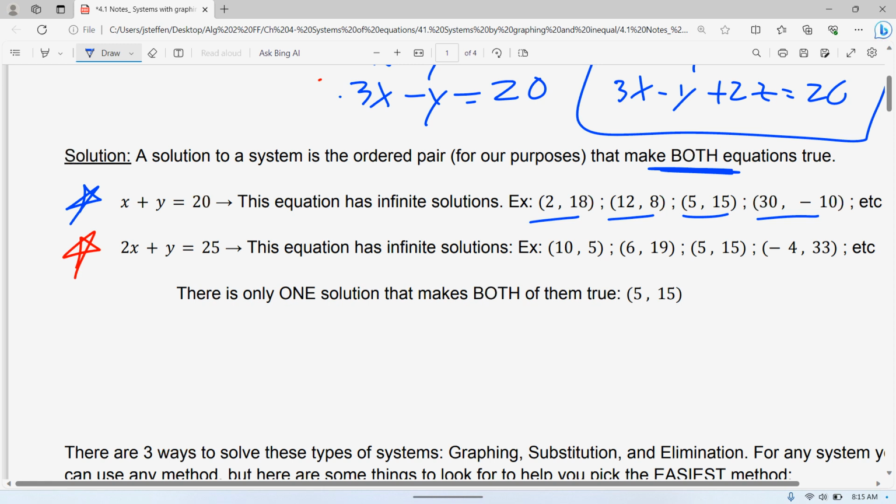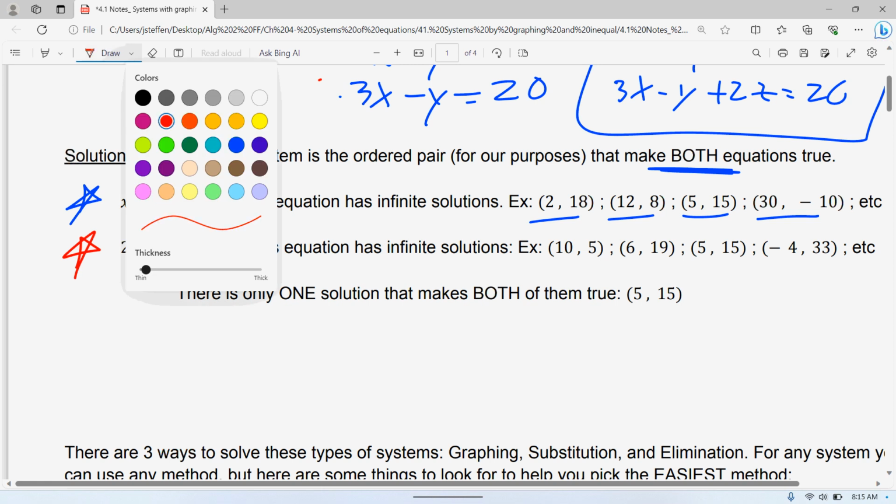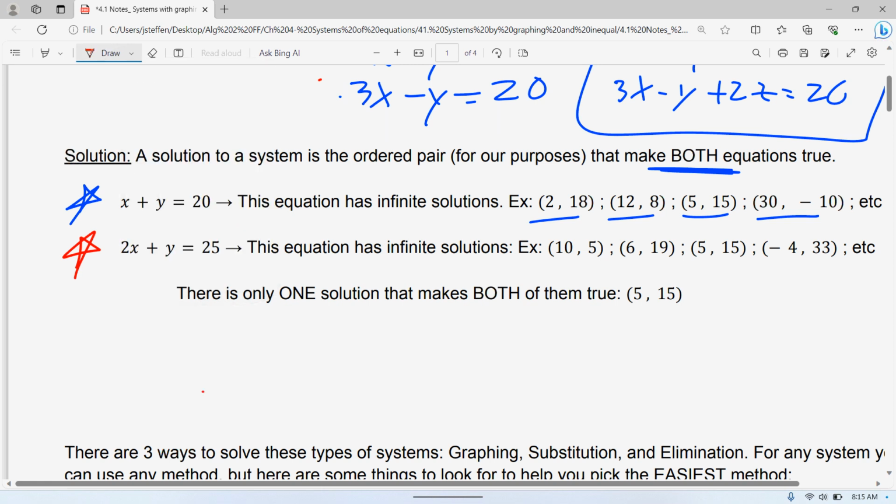Then the other equation, I did the same thing where I listed these out. These are all ones that when you plug those in, you get 25. So these are all the answers. Again, et cetera. It goes on and on and on forever. But as much as those two have an infinite amount of solutions, you only have one solution that works for both of them, and that solution is 5, 15.